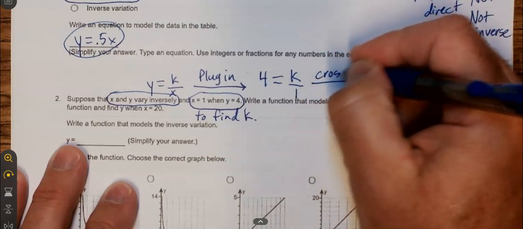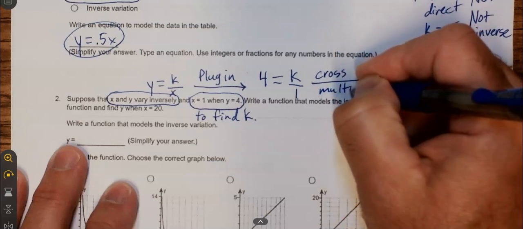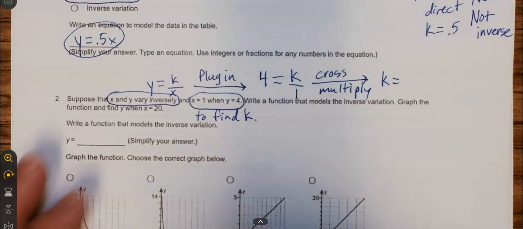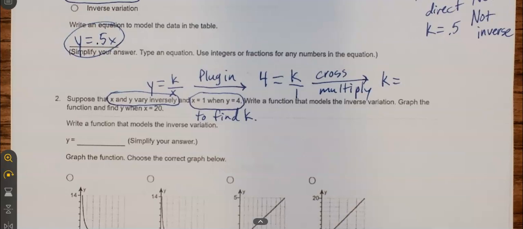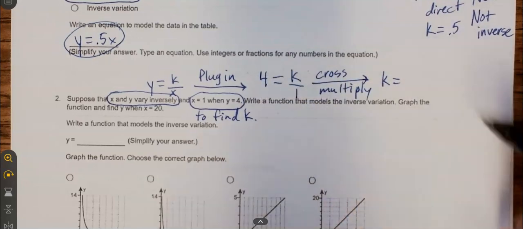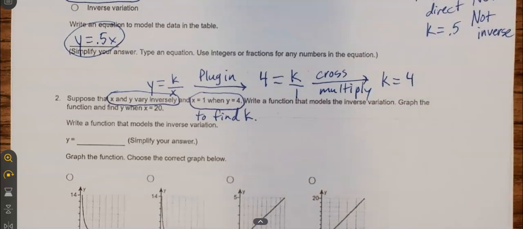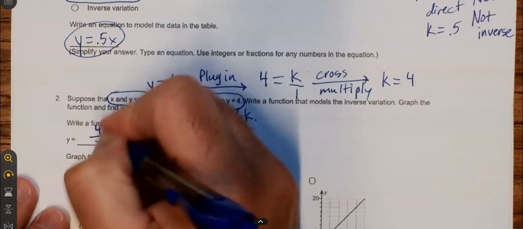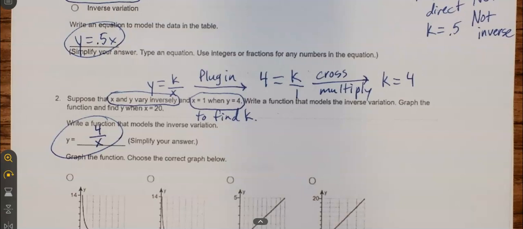Now it's not really difficult, but we are doing cross multiplication. And what do we know the k value is? What's the k value? We got to cross multiply this thing. 4. That's right. So now we know the equation y equals 4 over x.